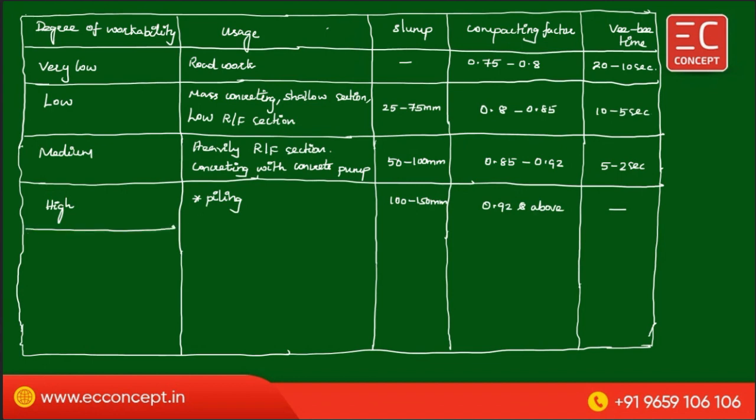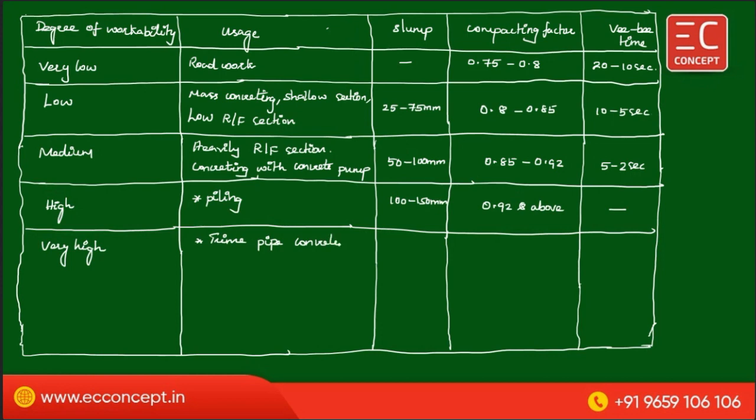And the last one is very high workability. This is used for tremie pipe concreting. Here the slump value, no, but the compacting factor is 0.92 and above. So this is the thing.